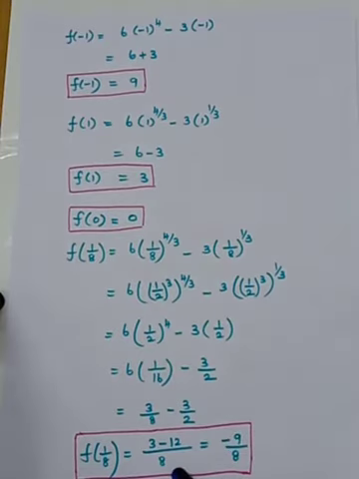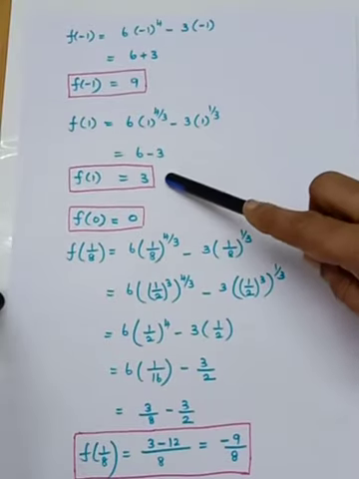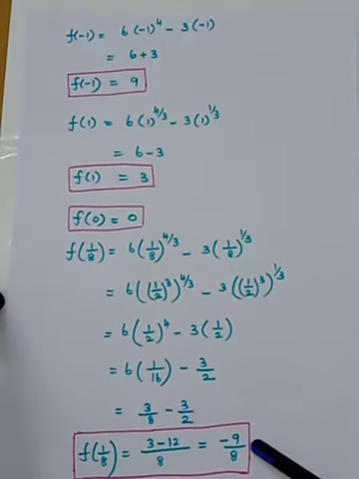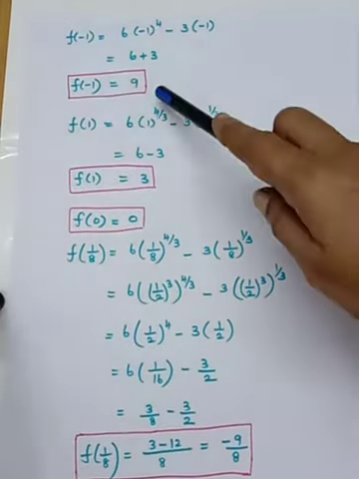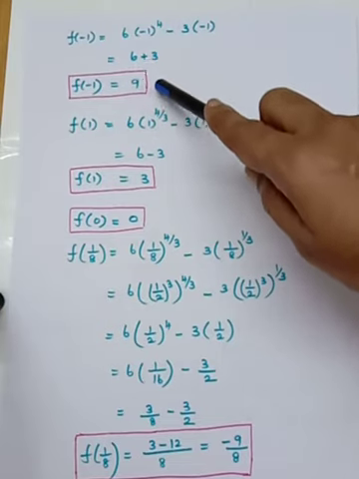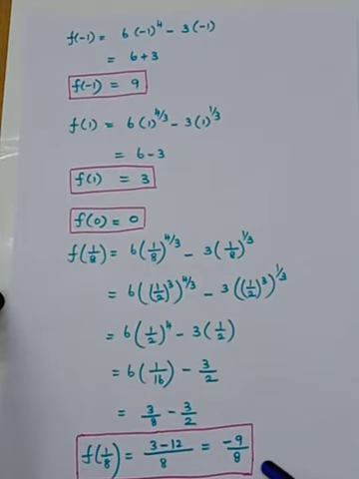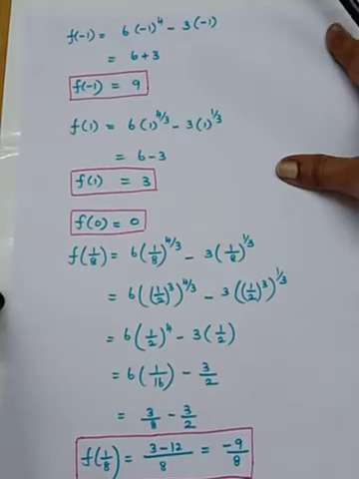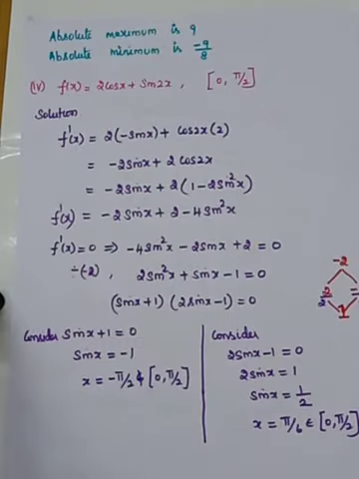When you simplify, it is 3 by 8 minus 3 by 2. When you take the LCM, your LCM is 8. So here you will have 3 minus 12. So what is it? Minus 9 by 8. See what values you are getting: 9, 3, 0 and minus 9 by 8. Among these values, which is the greatest one? That is 9. So the absolute maximum is 9. Which is the least one? The negative value is the least one. So this is the absolute minimum. So here I have written that the absolute maximum is 9 and the absolute minimum is minus 9 by 8.